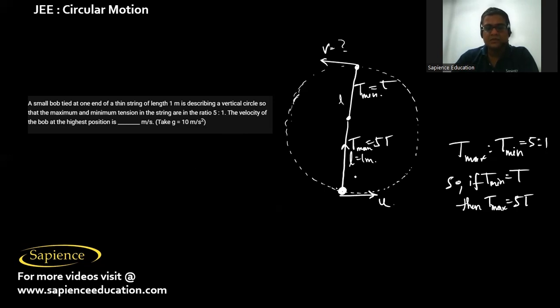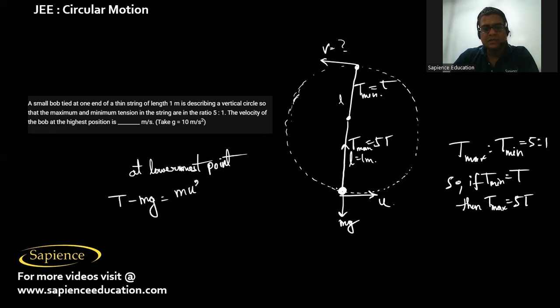Okay, so at the lowermost point we can say that T minus mg is equal to mu square by L. It means T will be equal to mg plus mu square by L. And so here it is 5T actually, 5T equal to mg plus mu square by L.